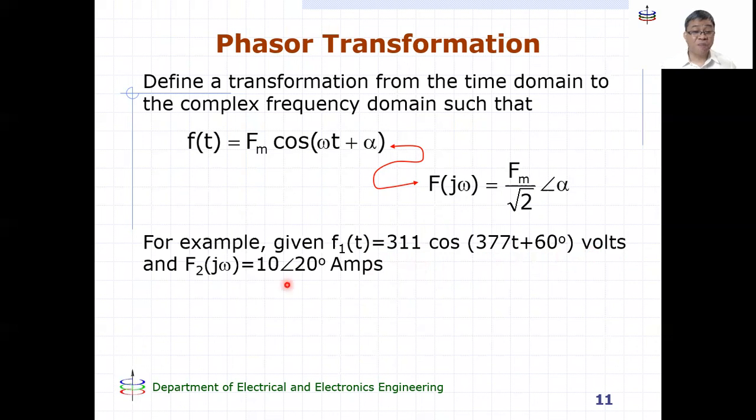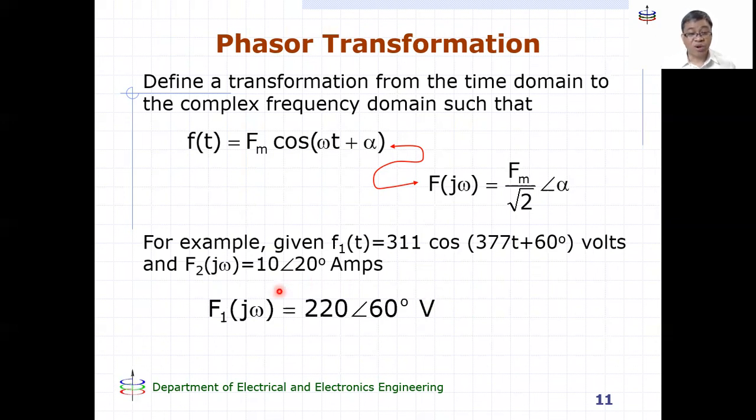On the other hand, we might have a current signal in phasor form. It's really a complex number, 10 angle 20 degrees, in amperes. We can take this phasor form and transform it back to its time domain form this way. So that 311 becomes 220. That's actually 311 divided by square root of 2, 220. Grab the angle there, that's the angle of your phasor. So this time domain signal here can be represented as a phasor in complex numbers, 220 angle 60 degrees.